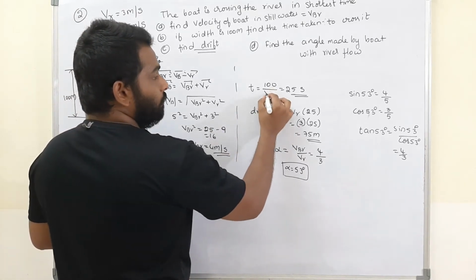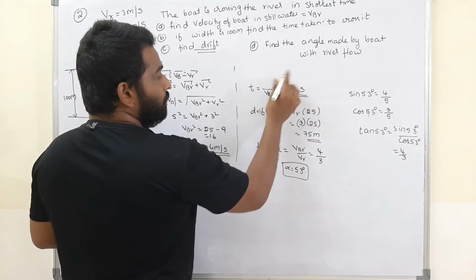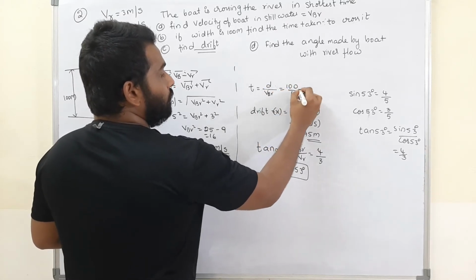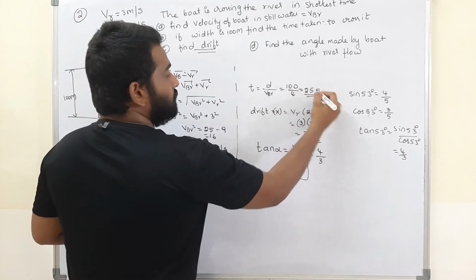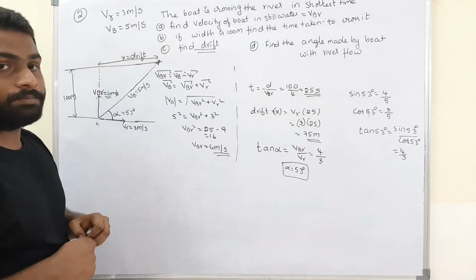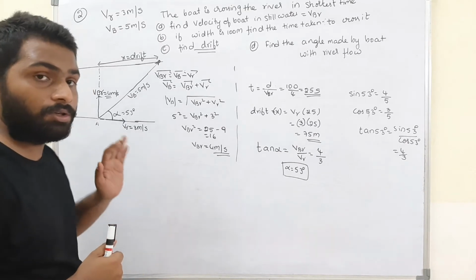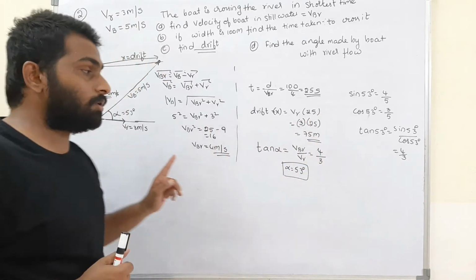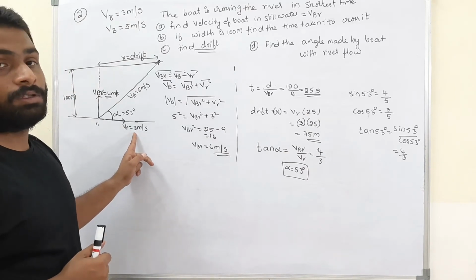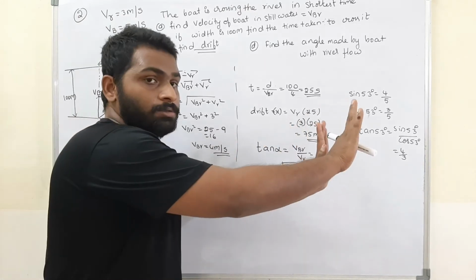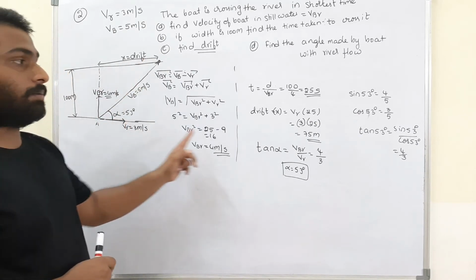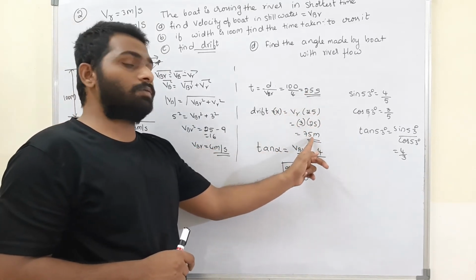Understood? Time is d by VBR, which is nothing but 100 by 4. That is 25 seconds. Now the drift. Because of which velocity is the body moving in this direction? The body is moving in this direction because of the river velocity. The river is pushing the boat that side. Therefore, what is the drift? Velocity into time. What is the time? 25. 3 into 25 is 75 meters.